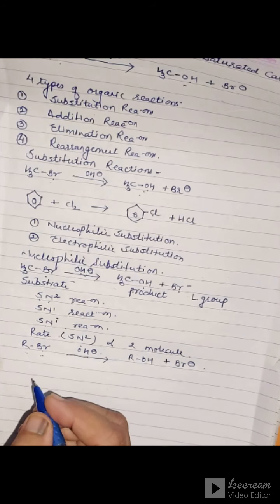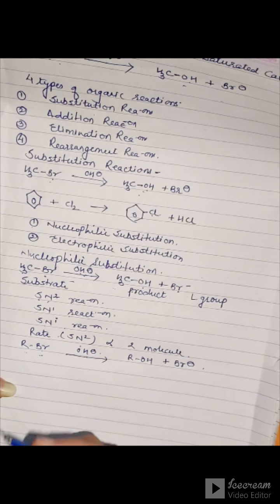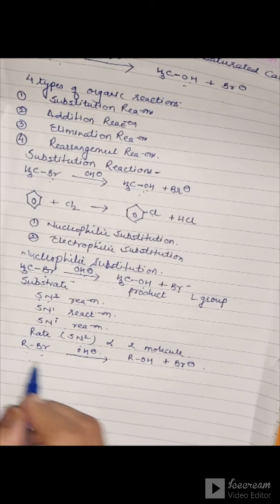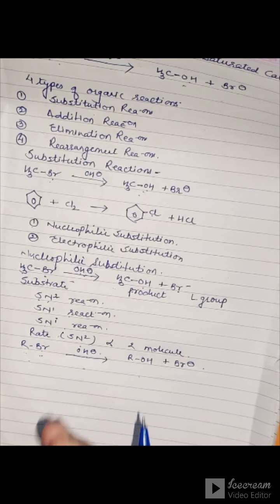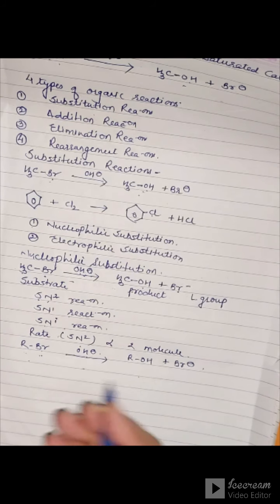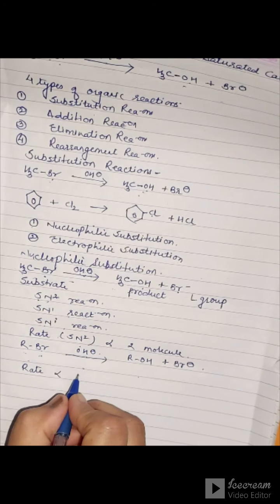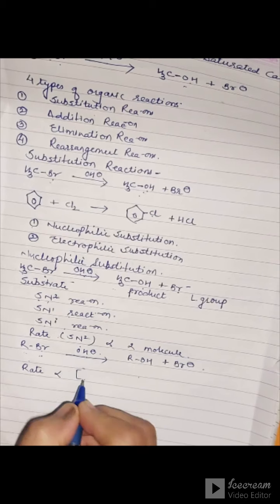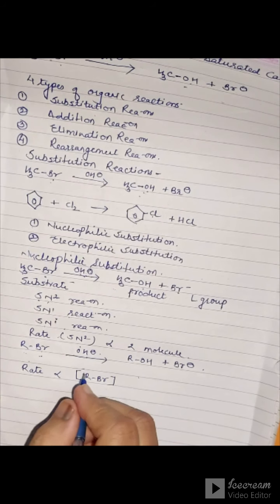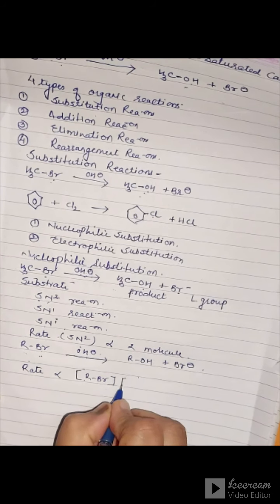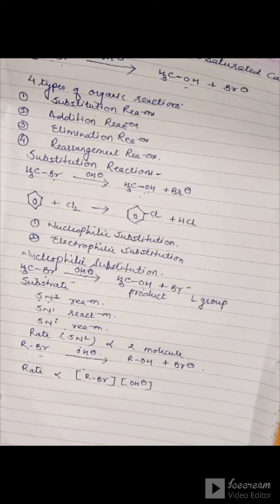And we see that the rate of reaction also doubles. And when we double the concentration of RBr as well as the concentration of OH negative, we say that the rate of reaction increases 4 times. That is, the rate of reaction in SN2 is directly proportional to the concentration of RBr, which is called the substrate, as well as the concentration of OH negative, that is the attacking species.